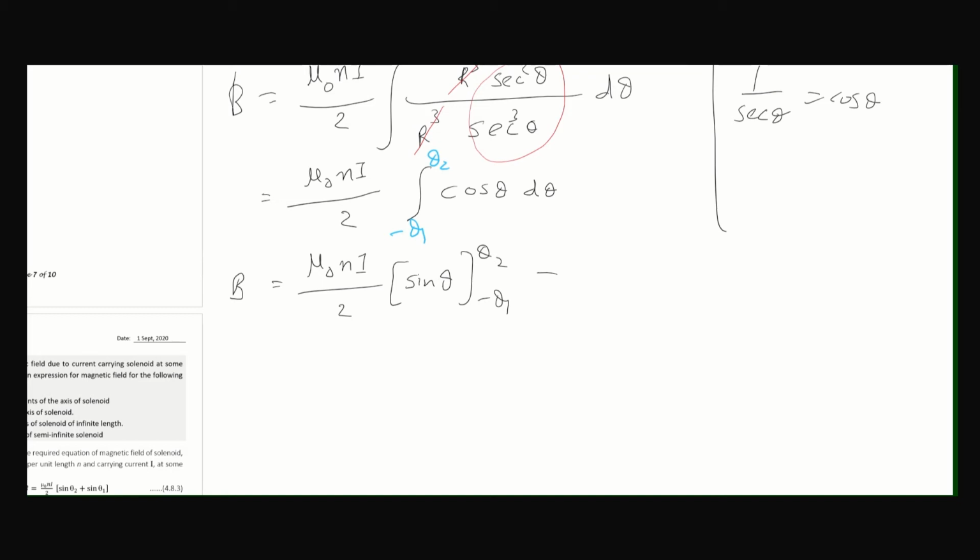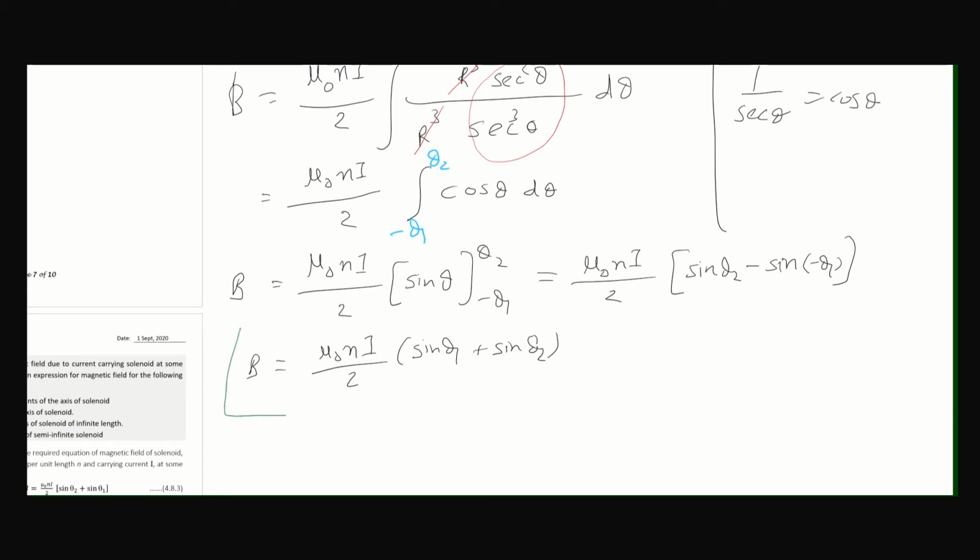And if you substitute the limits, you will have mu 0 n I by 2, upper limit sine theta 2 minus lower limit sine of minus theta 1. Math students should know now that in case of sine, we can write this as mu 0 n I by 2 into sine theta 1 plus sine theta 2. So this is the expression for the magnetic field of a solenoid.